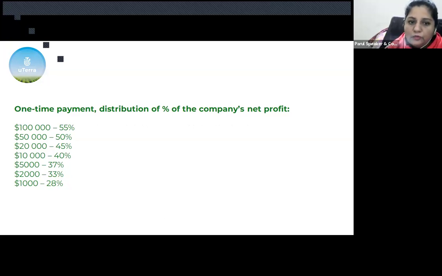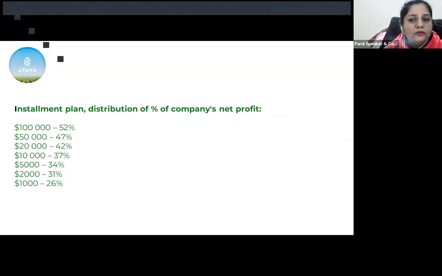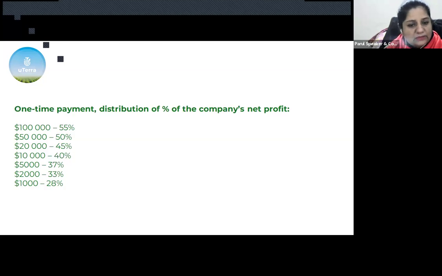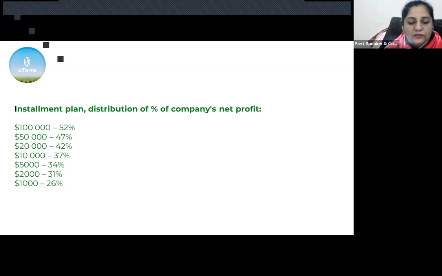If you go for the installment plan, the distribution of percentage of the company's net profit will be a little bit lower, but it could be very convenient for you, so you can go for that. If you buy a $1,000 package in an installment plan, you will have 26% of the company's net profit as ROI. For a one-time payment it is 28, and for the installment plan it is 26. So it's just a 2 or 3% difference. If the installment plan is convenient to you, you're most welcome to go for it. But there is much more benefit with the one-time plan, so you can go for the one-time investment also.